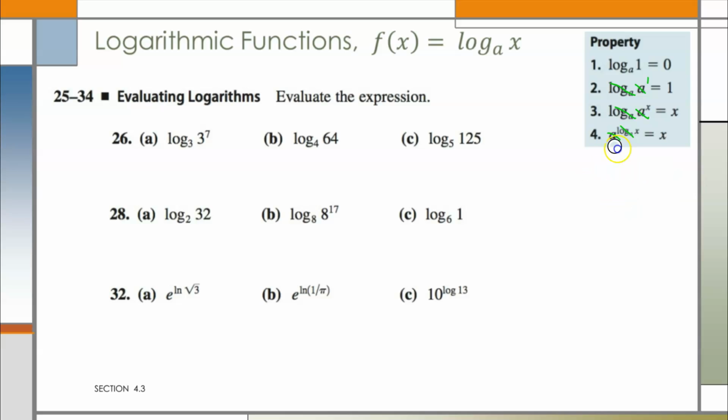Okay, so let's look at how to apply our properties to the examples that we see here. So this is log base 3. This is exponential base 3. Because they're the same base, they cancel each other out. And so we're just left with 7.